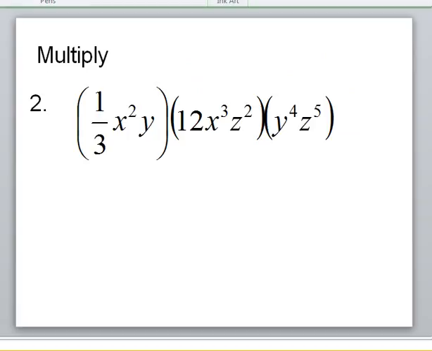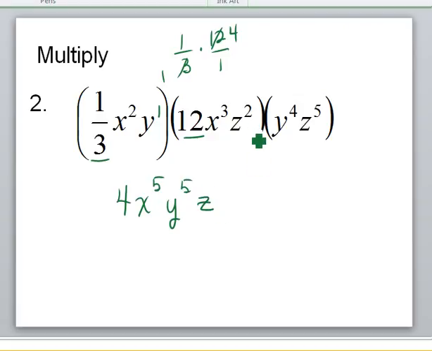On the next problem, we are multiplying again, so I'm going to multiply 1/3 times 12. 1/3 times 12 happens to cross reduce. You get 4. So I have 4, and then I have x squared times x cubed. There isn't any x's over here, so I have x. Keep my base, add my exponents. Then I have y to the first times y to the fourth. So 1 plus 4 is 5. And then z, I've got z to the second times z to the fifth. 2 plus 5 is 7. My answer is 4x to the fifth, y to the seventh.